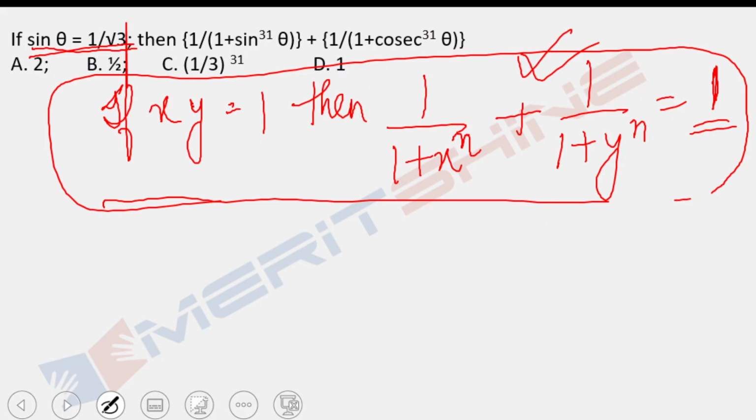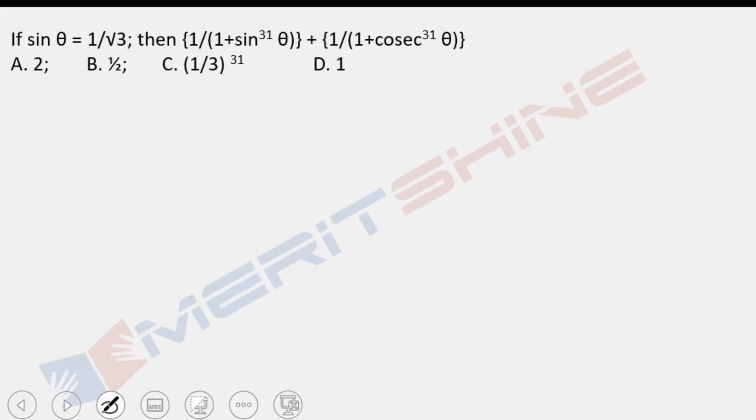And you know, in the exam, questions of this type are given so that they can check whether you have that capability of cross-functional application skill. So directly use this theorem, this concept and mark 1.